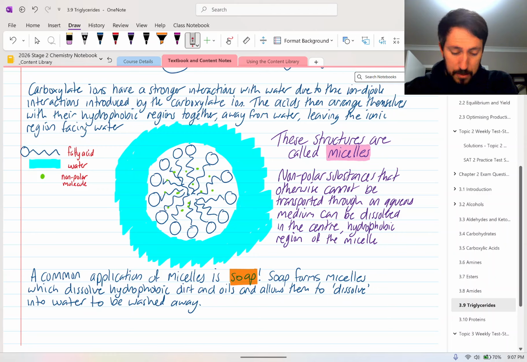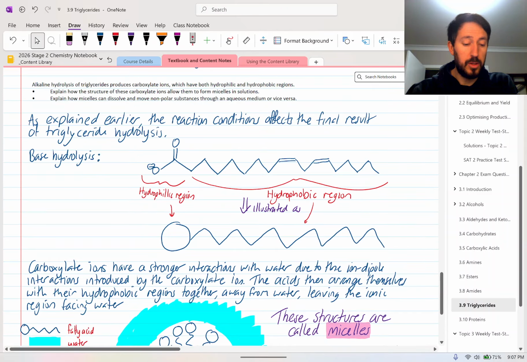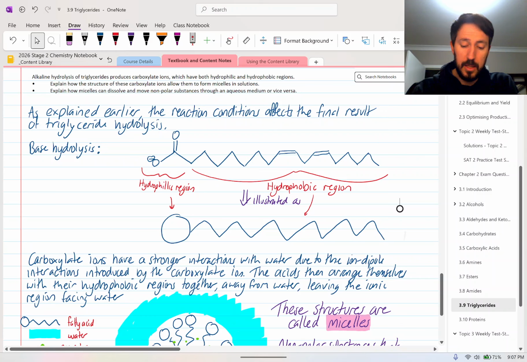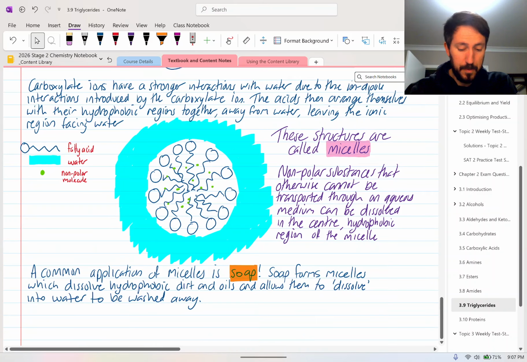And I think that's pretty much it. So we've talked about triglycerides, we've talked about what makes them up, we've talked about how we can split them up, and then we've taken that splitting up in a particular way, the alkaline hydrolysis, and we have looked into a particular use, such as soap. So I hope that helps.